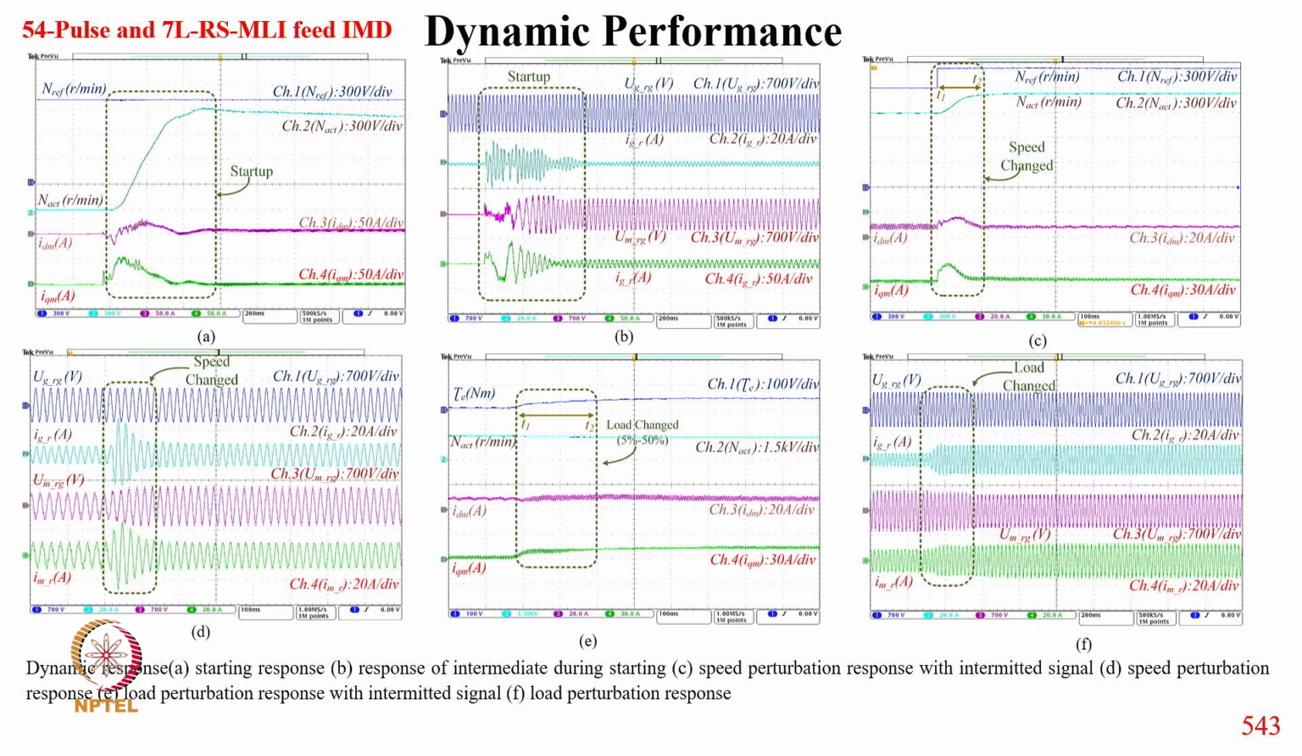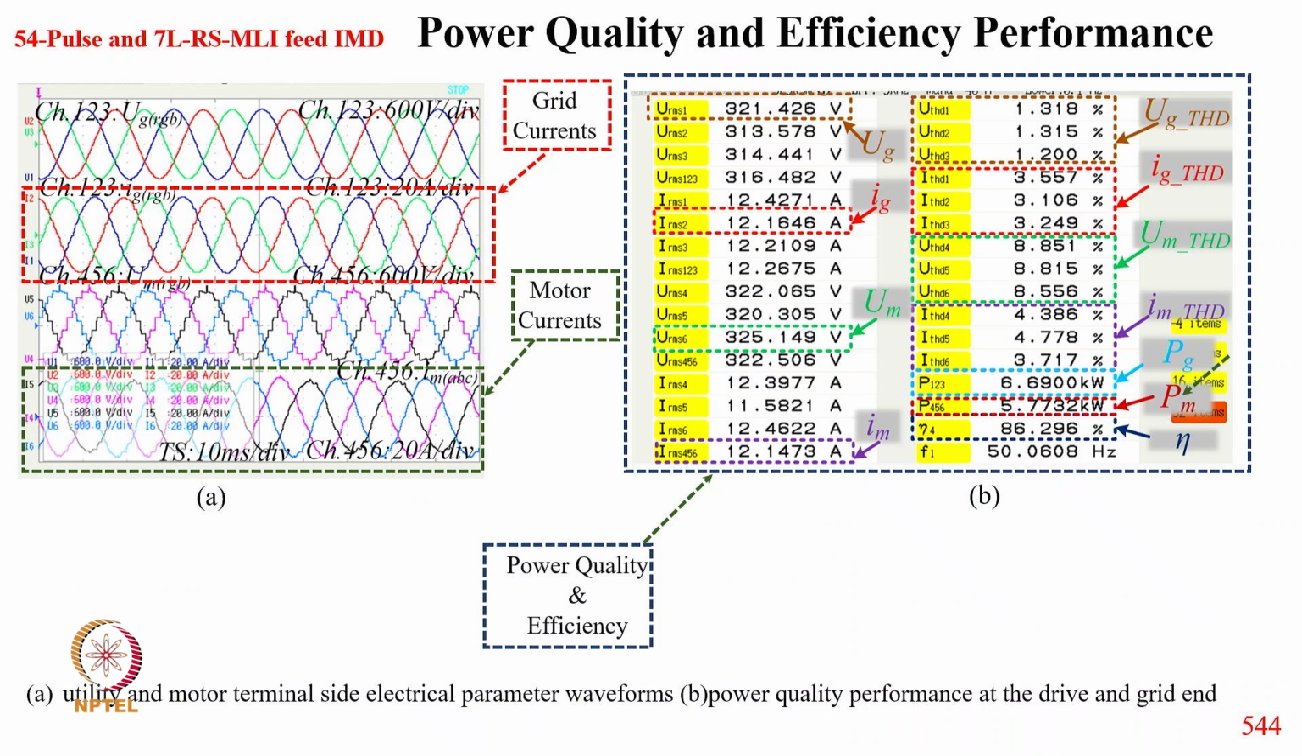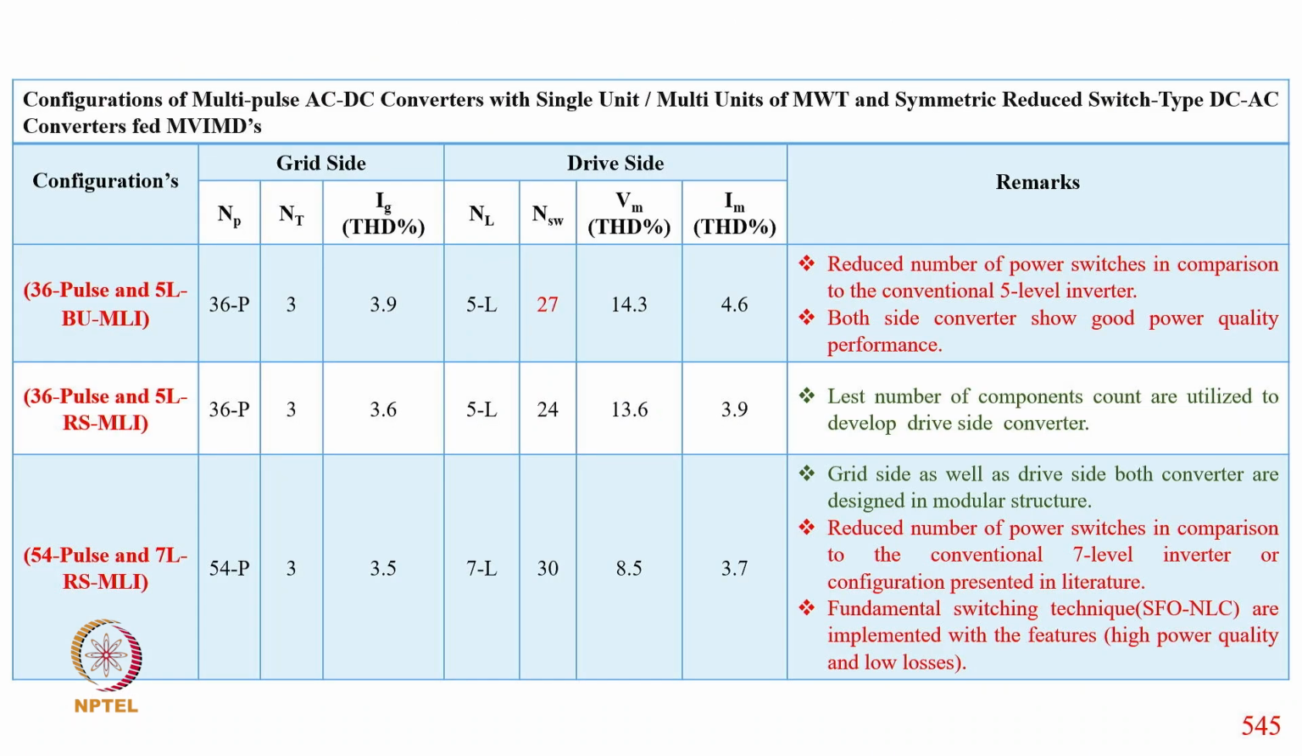So supply voltage, supply current, motor voltage, motor current during startup, and then during the load change you can see supply voltage, supply current, which have a typically quite low THD. So the THD of supply current is of the order of 3.5%, and the motor THD around 4.7%. As you can see, the supply voltage, supply current, motor voltage, motor current.